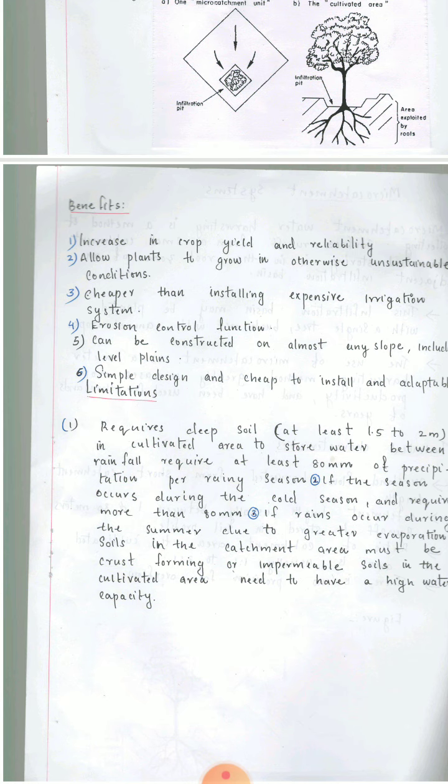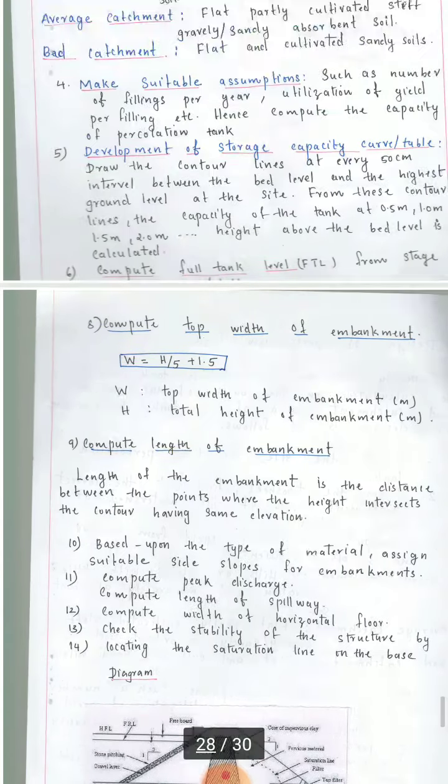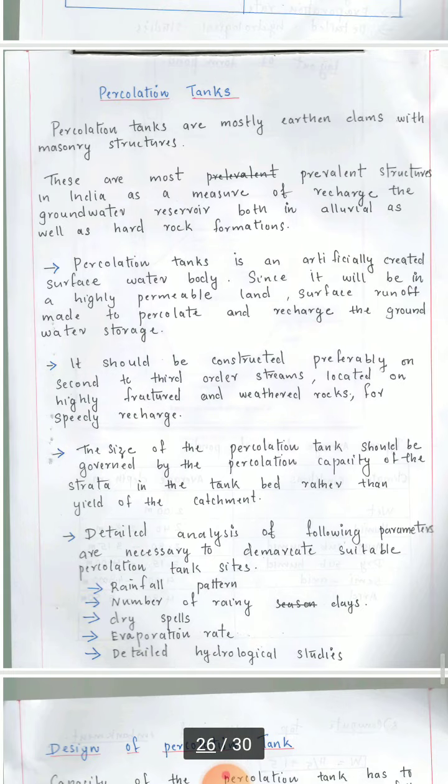If rain occurs during the summer, due to greater evaporation, soil in the catchment area must be crust forming or impermeable, and soils in the cultivated area need to have a high water capacity. If the rain occurs during the summer due to high evaporation rates or soil evaporation, the catchment area will have impermeable soils, where the water cannot be easily infiltrated. So these are all some of the limitations of the micro catchment areas. So this is all about the topic, that is micro catchment systems as well as the percolation tanks.